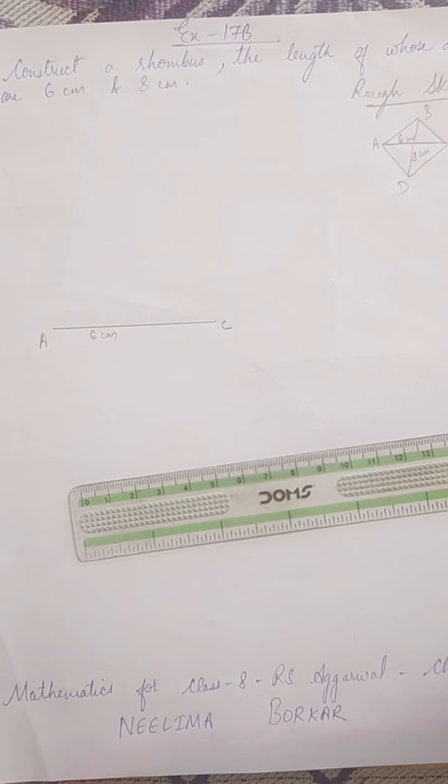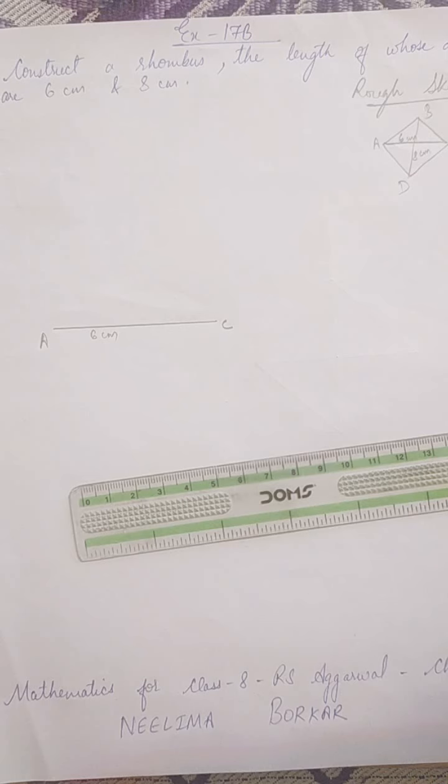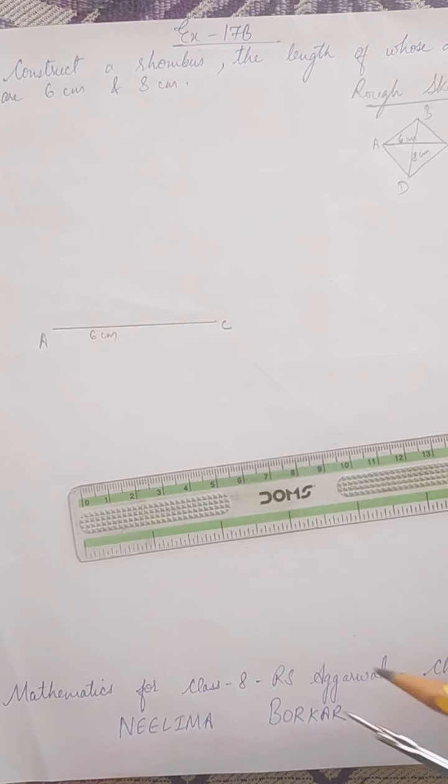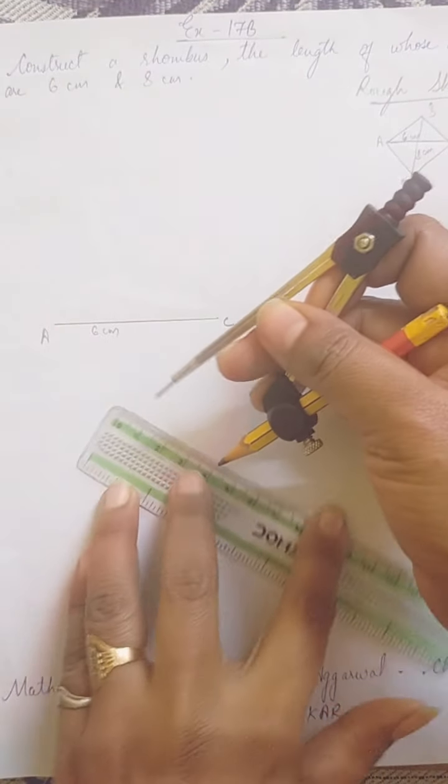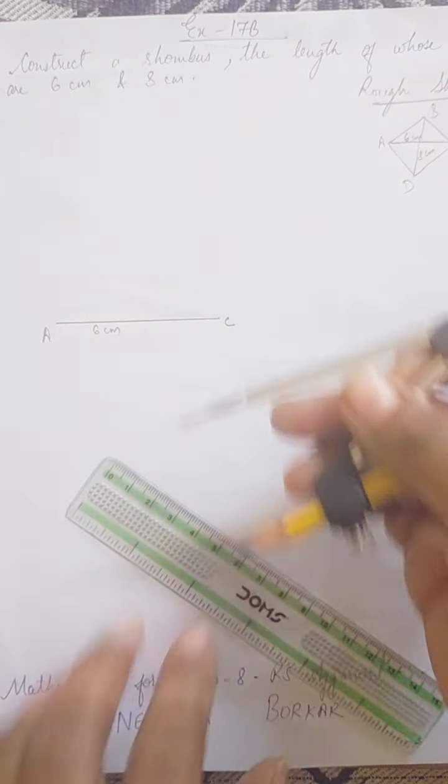Now we want BD and BD is perpendicular bisector of AC. So for that what we will do? We will draw perpendicular bisector of AC. And how to draw perpendicular bisector? We take length of radius to be more than half of AC. If AC is 6, then its half will be 3. So take radius more than 3. So more than 3 you can take 4 centimeter radius. This is 4 centimeter radius.